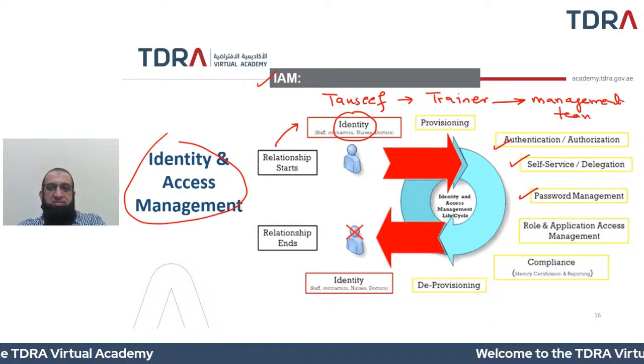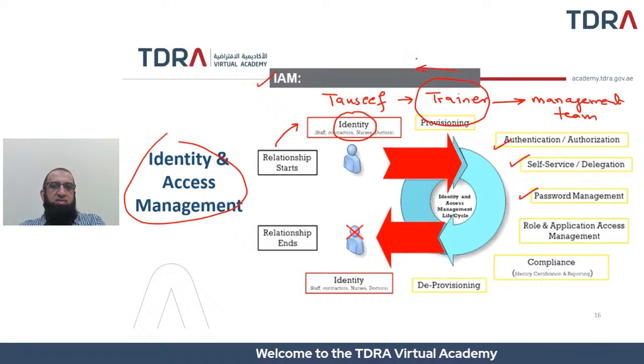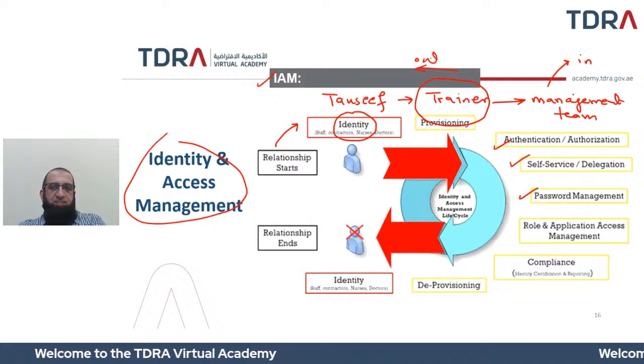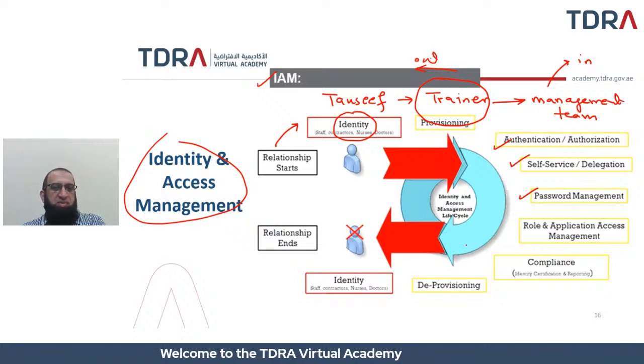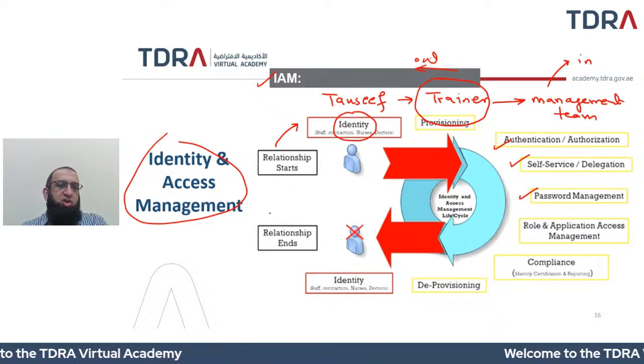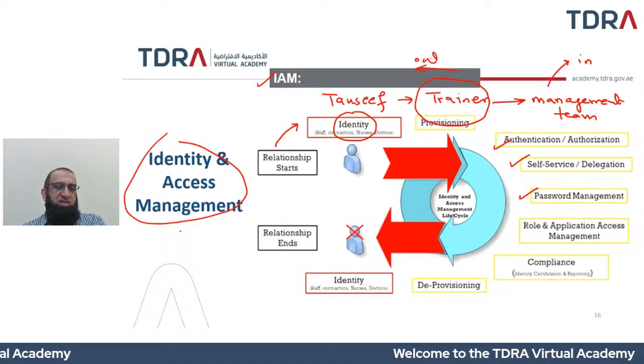So once I am in the management team, my trainer access rights will be taken out and new rights will be given, right? So this keeps on moving till I end this relation, I change my job, I change my business, I leave this planet Earth, whatever. So this is called identity and access management.